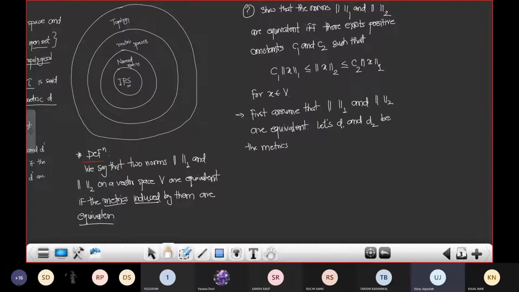Okay, so let D1 and D2 be the metrics induced by norm 1 and norm 2 respectively. So note that D1 and D2 are equivalent. This is by definition.